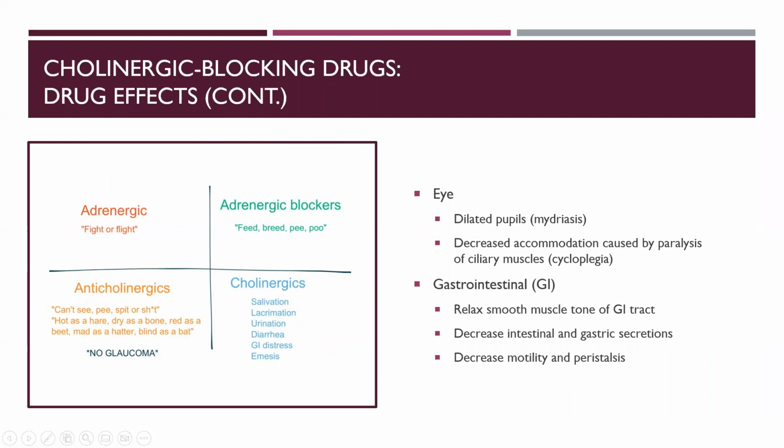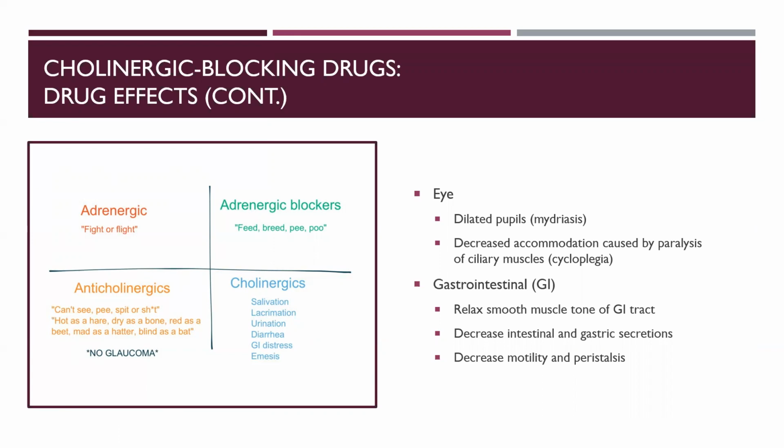So this is more of our cholinergic effects. With adrenergic, that's the fight or flight. Adrenergic blockers, feed, breathe, pee, poo. Anticholinergic, can't see, can't pee, can't spit, and we'll censor ourselves. The other thing you can think of is hot as a hare, dry as a bone, red as a beet, mad as a hatter, blind as a bat, because those are the side effects. And with your anticholinergics, we do not give them to glaucoma patients, because if I'm drying up the patient with glaucoma, then I'm not relieving that pressure. And our cholinergics are those SLUDGE ones that we just talked about.